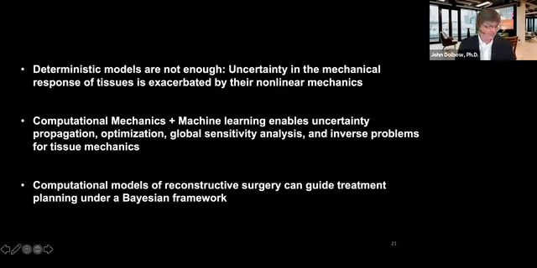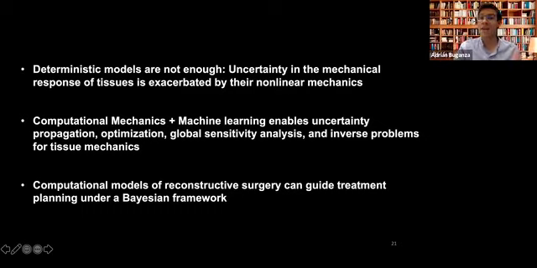You're fine. The main thing is that deterministic models are not enough. There is uncertainty in the mechanical response of tissues, and this is exacerbated by the nonlinear mechanics. Computational mechanics plus machine learning enables different analyses that are not easily accessible without that, such as uncertainty propagation, optimization on their uncertainty, global sensitivity analysis, and well-posed inverse problems. And finally, we are working in collaboration with surgeons to try to bridge the gap between computational modeling and actual clinical application. So we hope, as I said, at the moment, we're not altering the way the procedure is done, but that's definitely our hope.